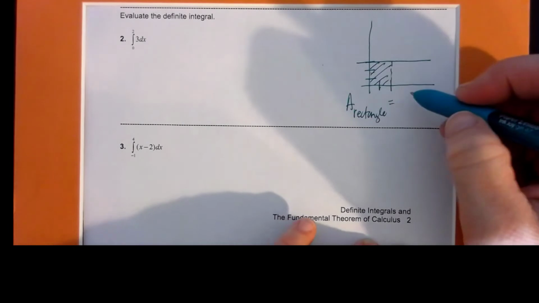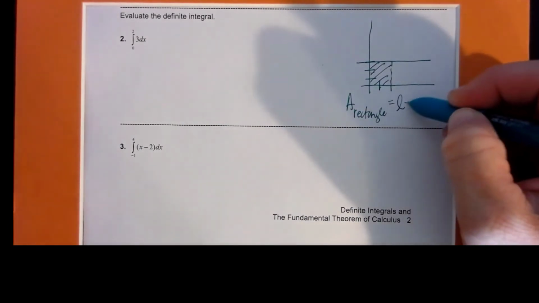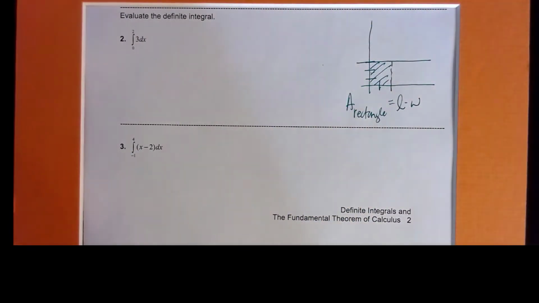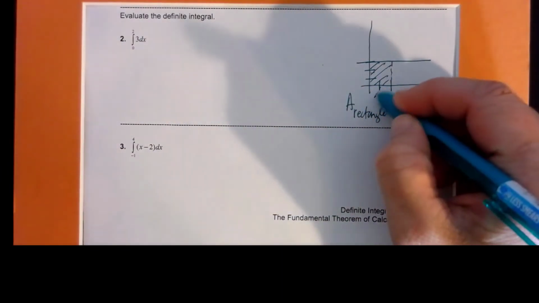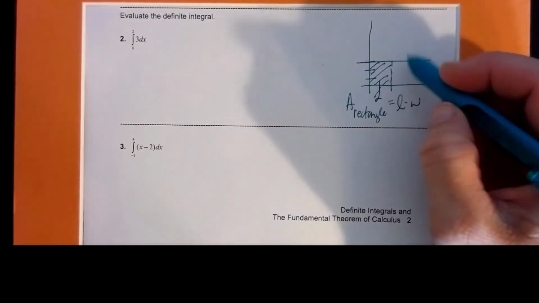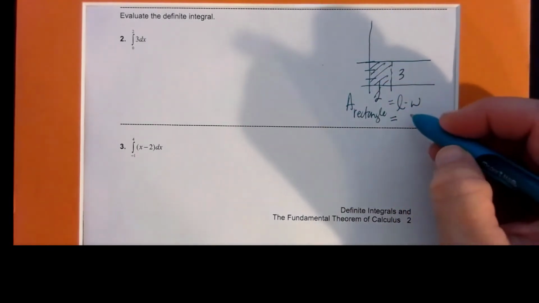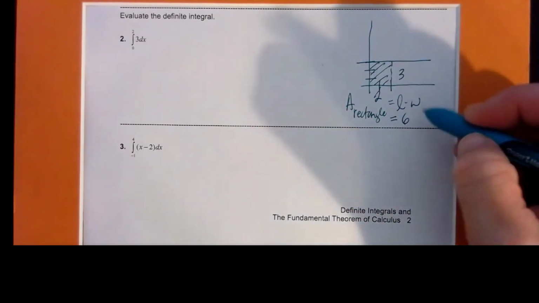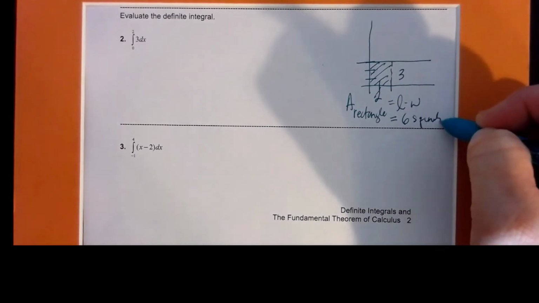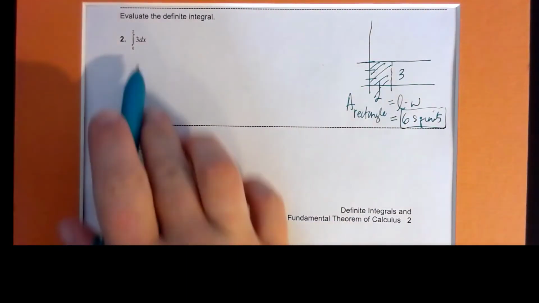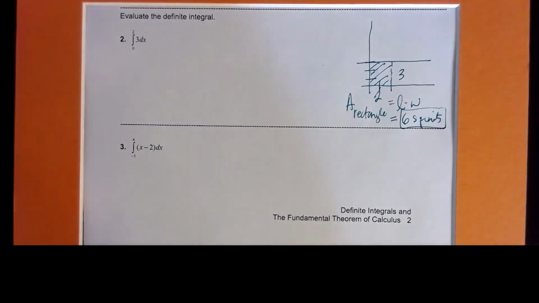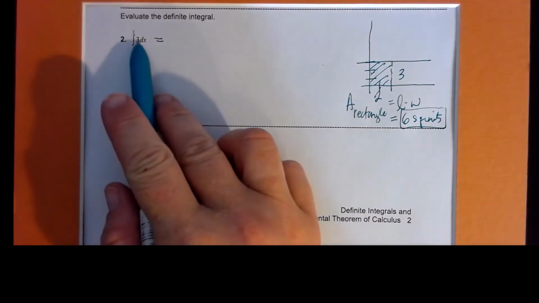And you all know that area of a rectangle is length times width, or you can think of it as base times height. So the length of the base down here is 2, and the height we know is 3. So if we wanted the area of this shaded region, we would have 6 square units. So we should get the same result over here, because that's how we're defining this definite integral in terms of area. So when we integrate, in other words, find the antiderivative, we've got a constant of 3.